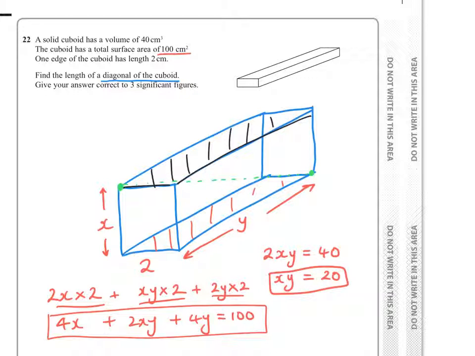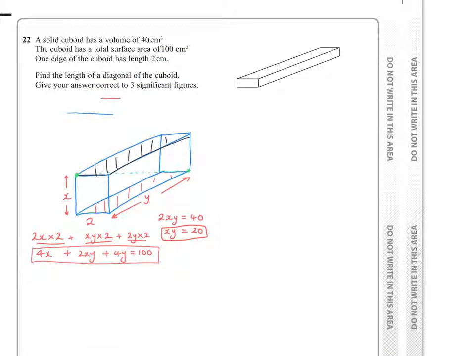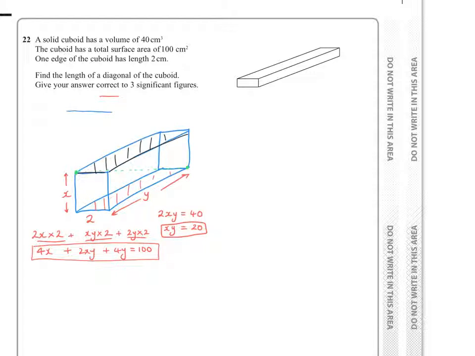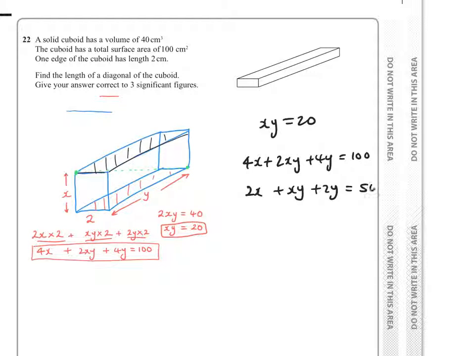So what we can do is we can work out x and y now because we've got 2 equations in x and y. So that's really handy for us. So we've got xy is 20, and we've got 4x plus 2xy plus 4y is 100. So I think with the second one I'm going to halve everything because I can see everything has got nice even multiples. So I can halve this number, I can halve that one, and halve that one and get 50. So I've got this one and this one.